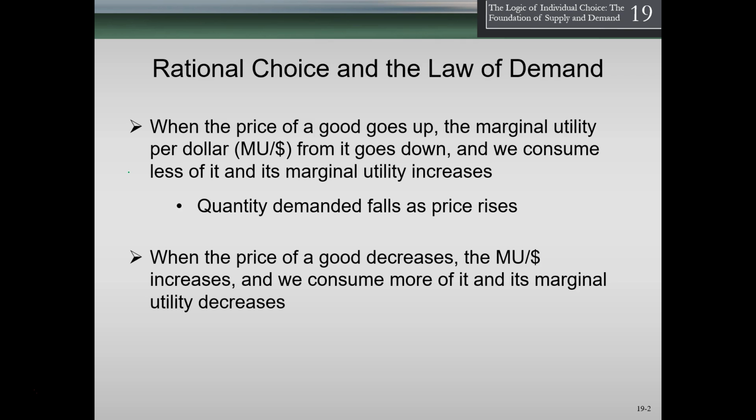So when the price of a good decreases, the marginal utility divided by the cost increases, and we consume more of it, and its marginal utility increases. So what does that mean? Quantity demanded increases as price falls. So as price falls, we demand more of it.